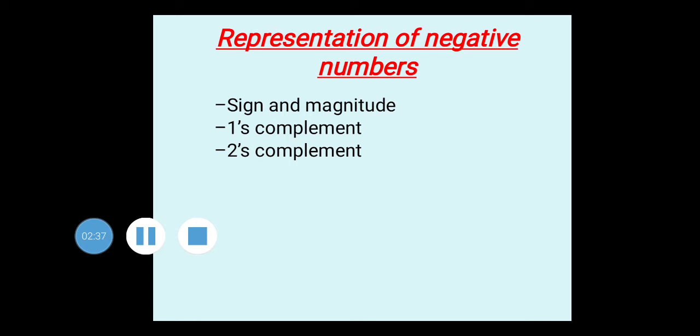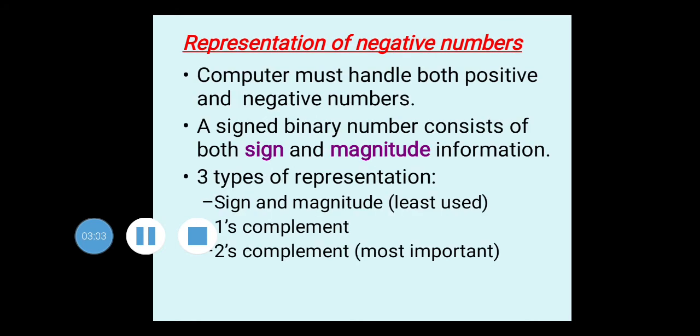So that we are going to study in detail, the representation of negative numbers in the binary system. There are three representations. First is sign and magnitude representation, second is the ones complement method, and third is the two's complement method representation. We'll see all these things in detail.